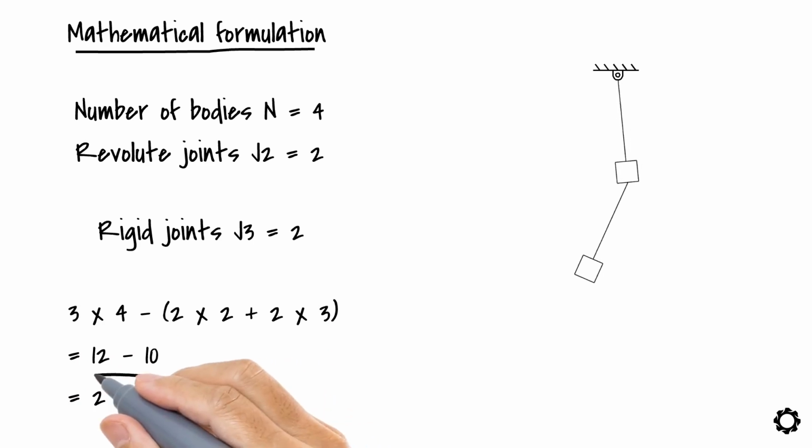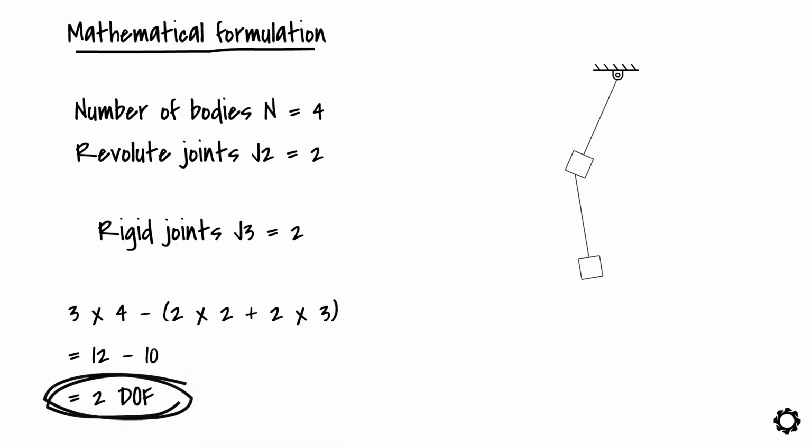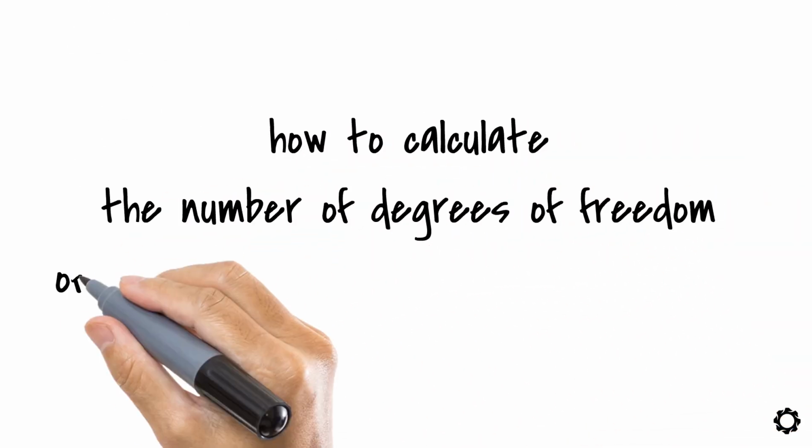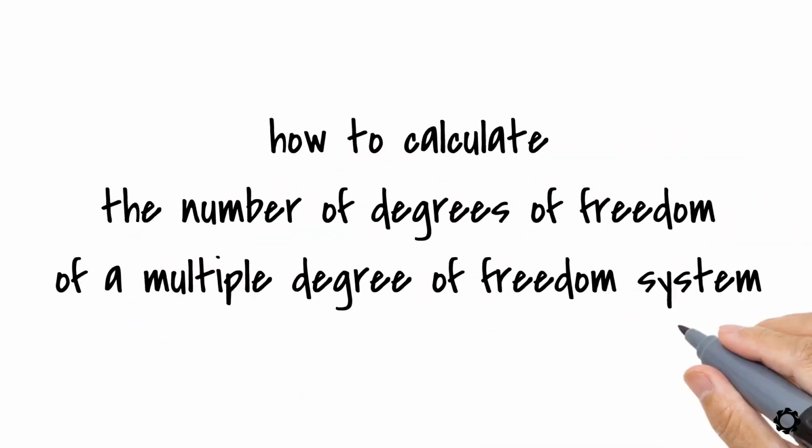This is exactly what we got before, and we don't need to think about how bodies actually move, but how they are related to each other and ground via constraints. Hopefully you got the idea of how to calculate the number of degrees of freedom on a multiple degree of freedom system. I told you that it would be really simple, and it absolutely was, wasn't it?